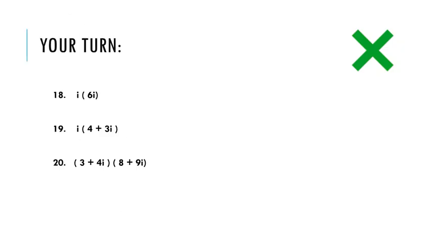All right, your turn. i times 6i is 6i squared. What's another name for i squared? -1, right there, which is -6. That's your answer.